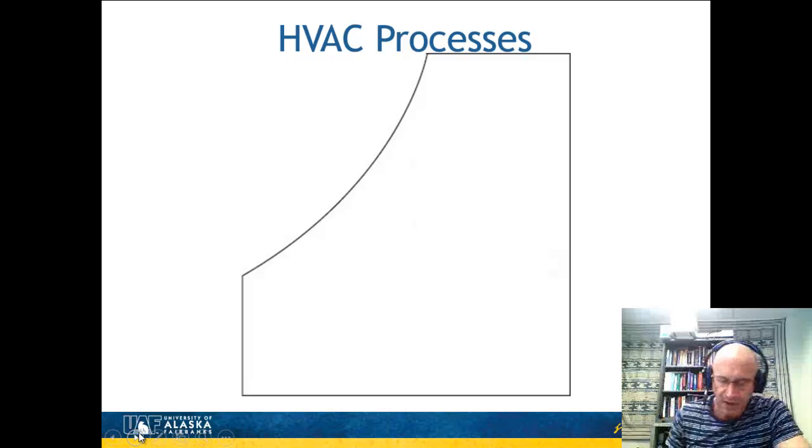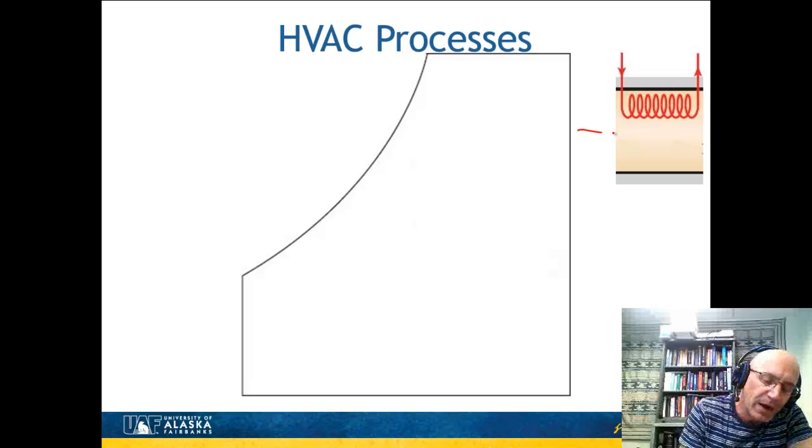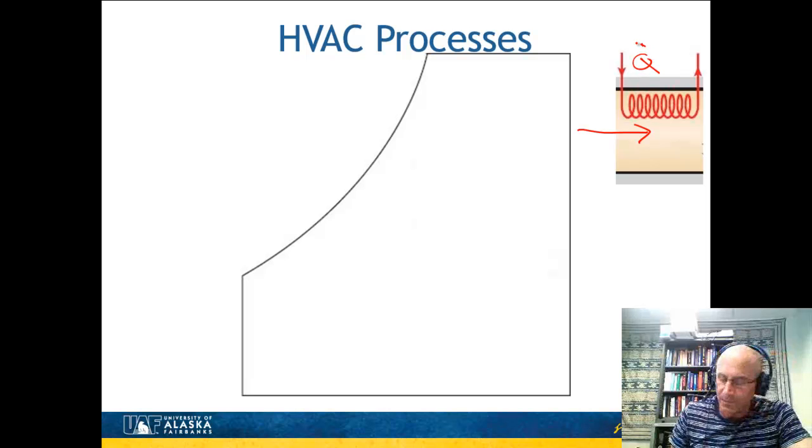So again, let's look at a couple different processes that might occur in an HVAC system. First we'll look at, for example, just heating. So imagine I've got some air coming in here, an air-water mixture, and this is a heating coil. So we're putting some heat into the system that way.